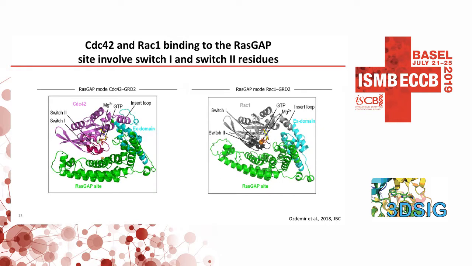Then I look at the RAS-GAP site binding of these two proteins, CDC42 and RAC1, and their binding mode is quite different than the binding mode of CDC42 to the EX domain. The primary binding site of CDC42 and RAC1 in that case is the switch 1 and switch 2 region. Insert loop doesn't play an important role in that case, and their binding mode is quite similar.